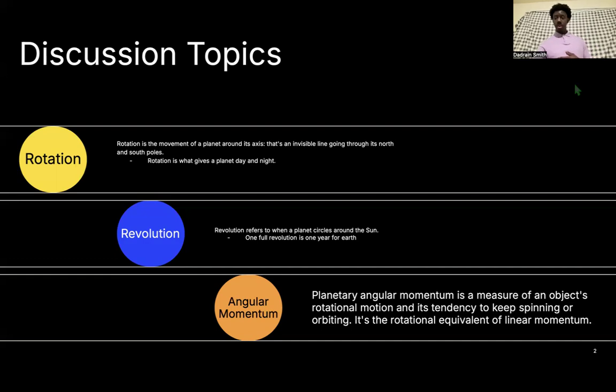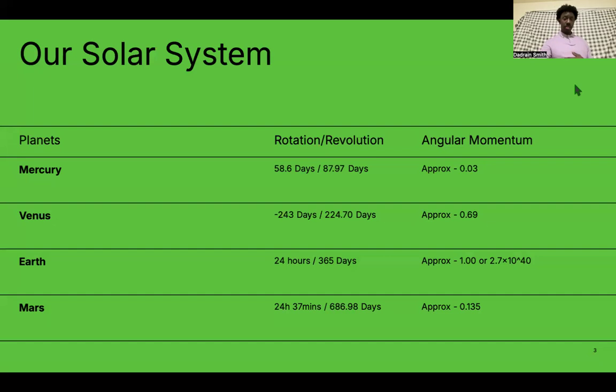But to get into our astronomical bodies, we're going to start with Mercury, which rotates at 58.6 days on its axis and revolves at 87.97 days around the sun. So a full revolution for Mercury takes 87.97 days. So that's for a full year around the sun, and then 58.6 days on its axis. A full day on Mercury is 58.6 days, with an approximate angular momentum of 0.03.